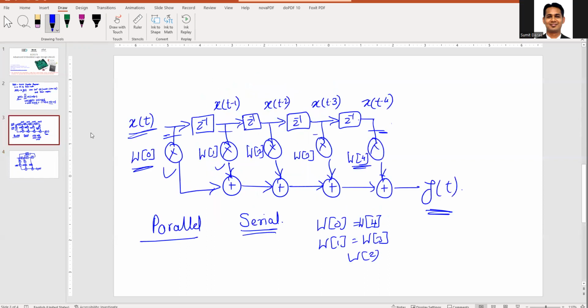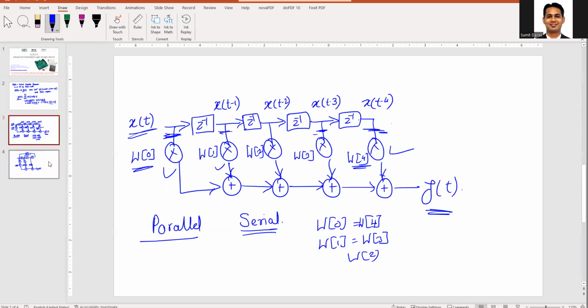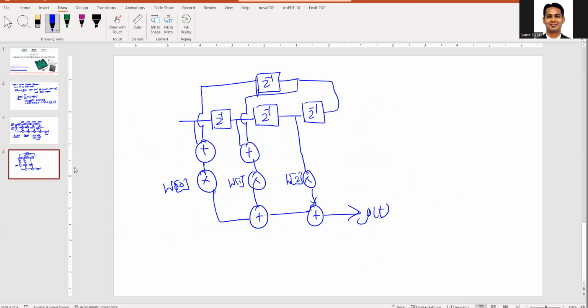So you can see that instead of having this multiplier, I added this output with this one, since I know that W0 and W4 are the same. And similarly, I added this with this one since W1 and W3 are the same. So I get a better, more efficient architecture. So this is called a symmetric FIR filter with the symmetric filter coefficients. So by exploiting this symmetric architecture, we will be able to get lower resource utilization.